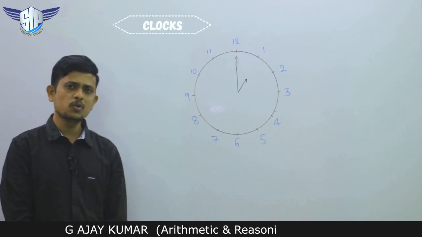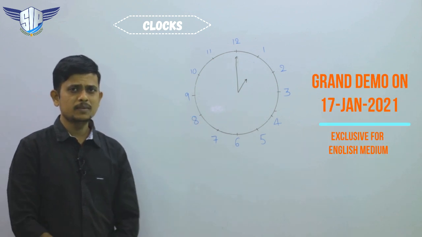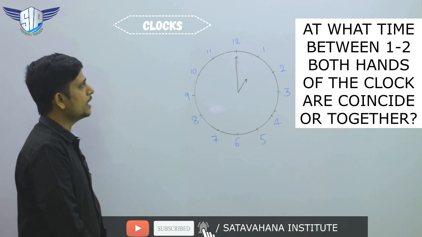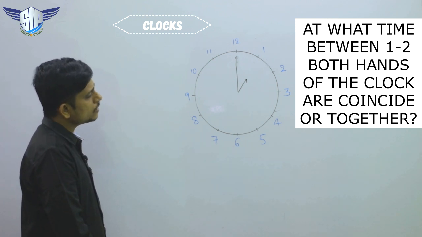In this video, I am going to teach you how to deal with problems related to clocks within 2 seconds. Let me explain the first question. Here is the first question: at what time between 1 and 2 do both hands of the clock coincide or come together?